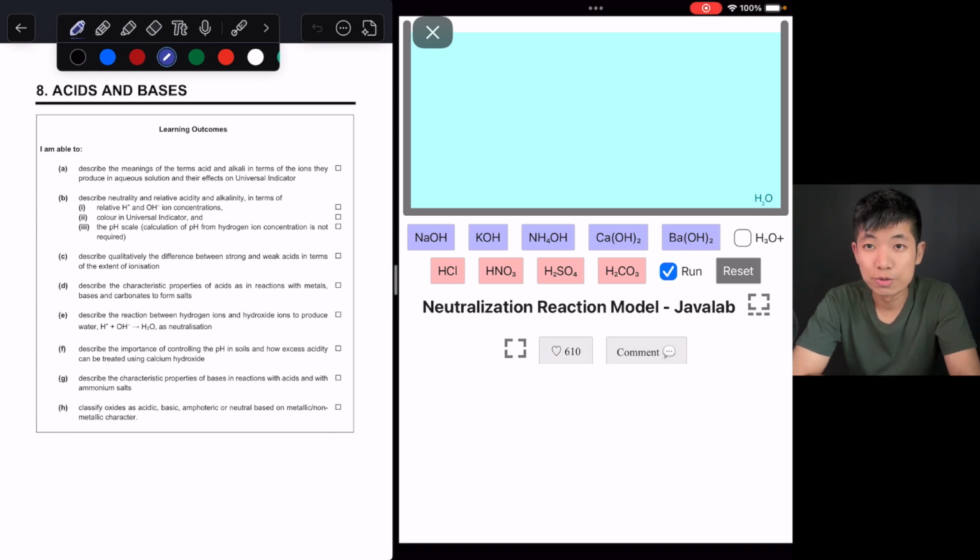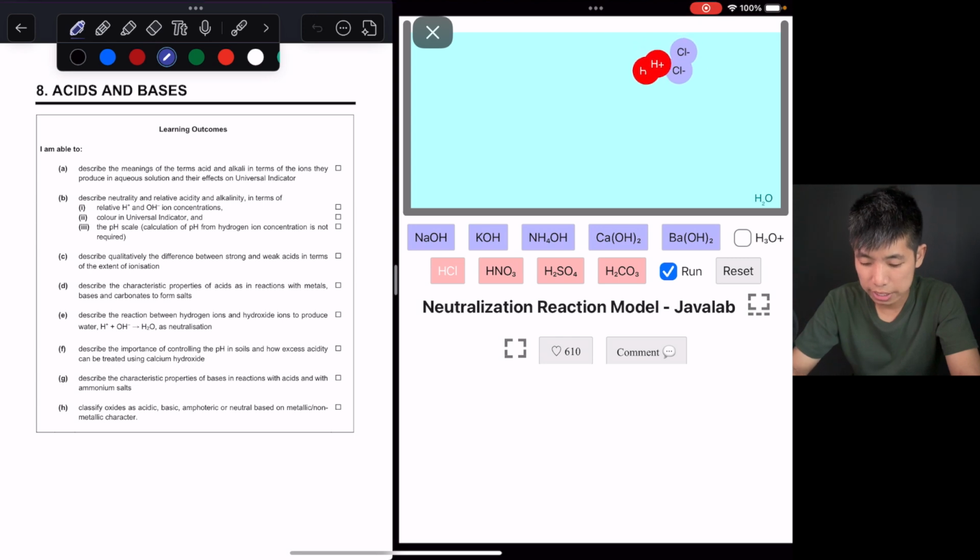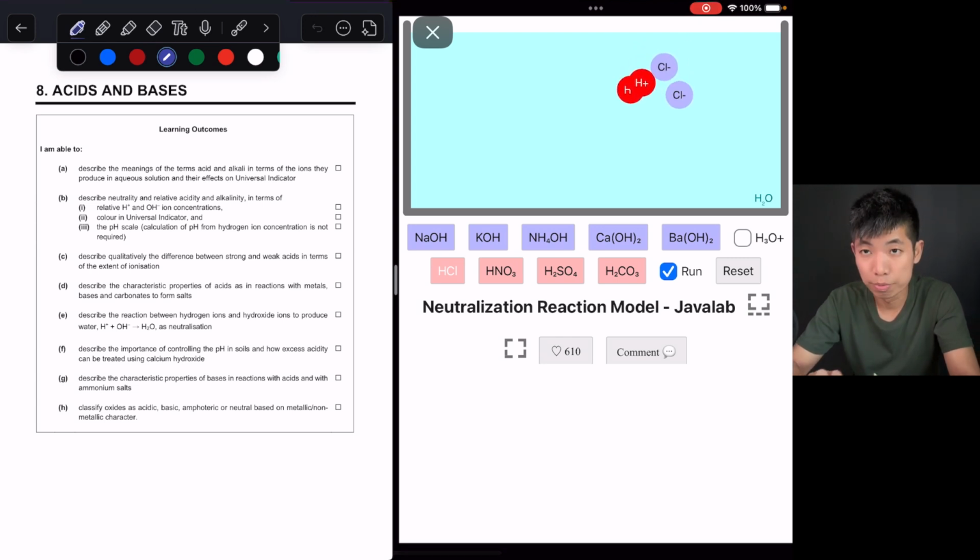Let's turn our attention to the simulation over here. One example of an acid that we have learned is hydrochloric acid. So when I place hydrochloric acid in water, notice that it undergoes dissociation, where you break it up to form your H+ and Cl- ions. Recall in the earlier lesson, we mentioned that acidic properties are determined by H+ ions, whereas electrical conductivity is determined by the presence of free-moving ions or your mobile ions.